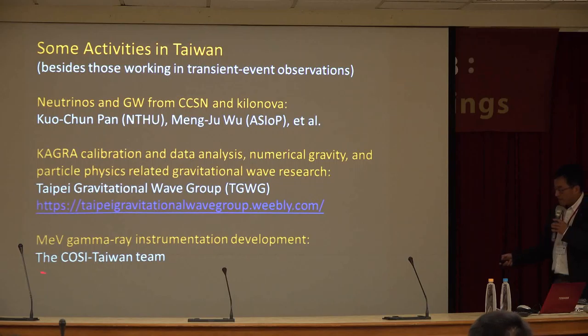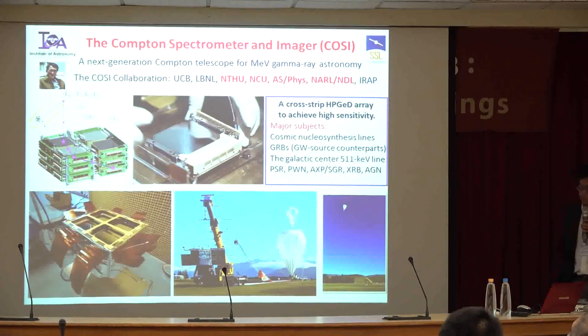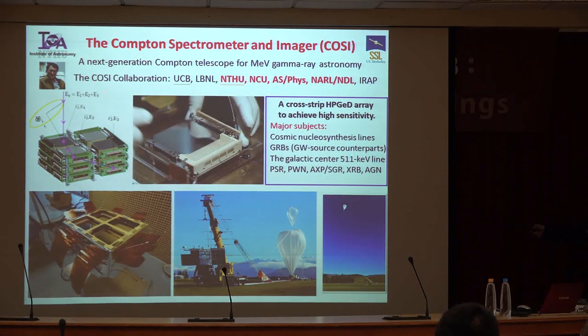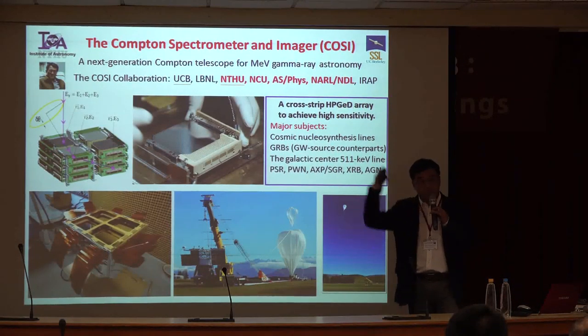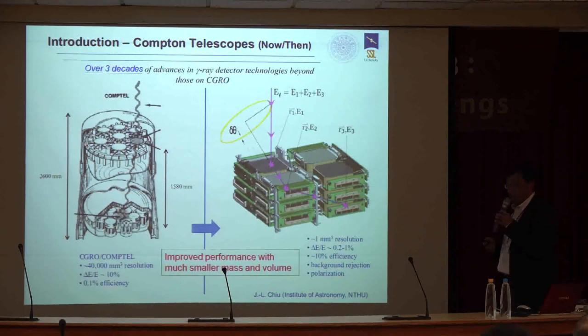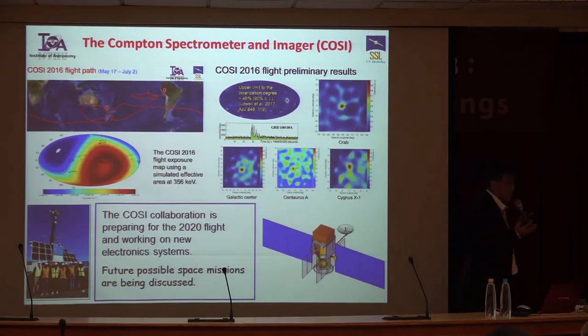This is what I'm actually working on. This is instrumentation work. Since I don't quite have time, I will show you very quickly. This is the collaboration: UC Berkeley, Space Sciences Laboratory, Tsinghua, NCU, Academia Sinica, NDL, and also a group from France. We are making a detector that uses high purity germanium to detect MeV photons. That's the idea. Currently we are still in the balloon flight stage to demonstrate the performance of these instruments.